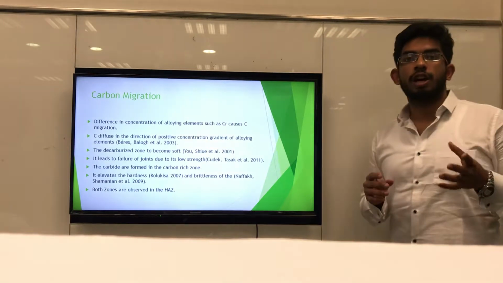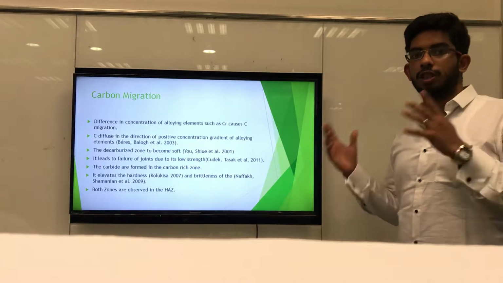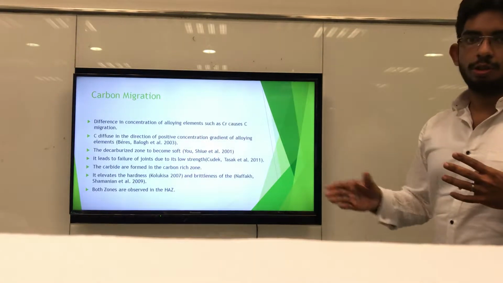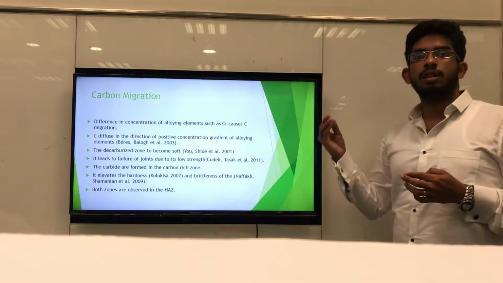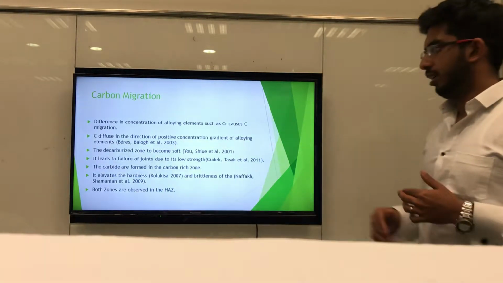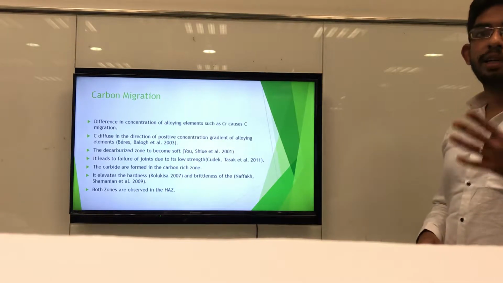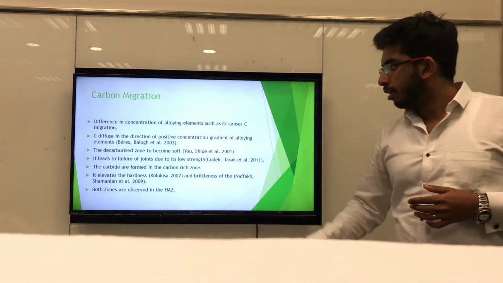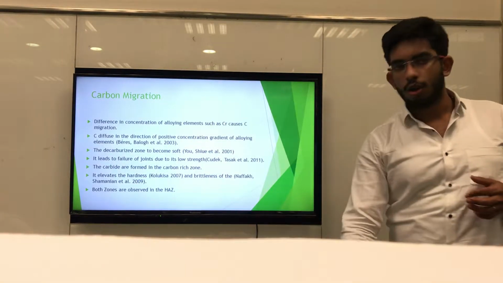Due to the difference in concentration of the alloying elements, the carbon migrates from the low concentration region to the high concentration region, and this creates a decarbonized zone as well as a carbon-rich zone. The decarbonized zone is usually soft, meaning it has low strength and the joint may fail. Whereas the carbon-rich zone has high carbide content, which leads to high hardness as well as brittleness. Both of these occur in the heat affected zone of the base metals.